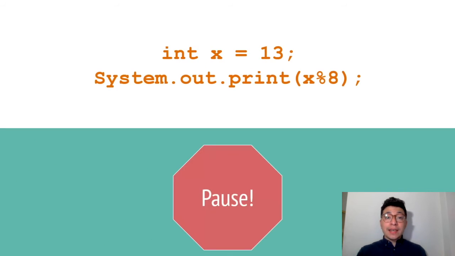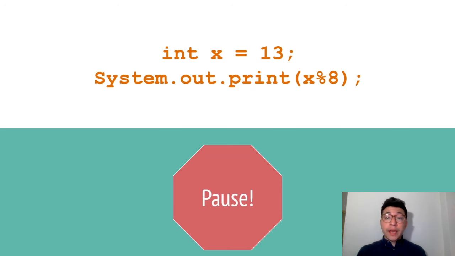All right, let's look at a second example here. So now we're actually using Java. Now let's take a look here. Int x equals 13. So I'm creating a variable called x, and I'm putting 13 in there. System.out.print x mod 8. Go ahead and pause that and tell me what is x mod 8.